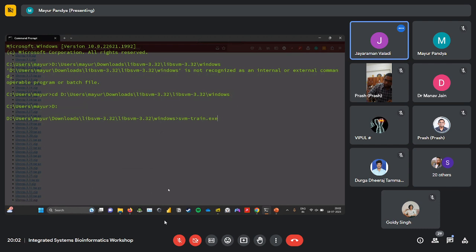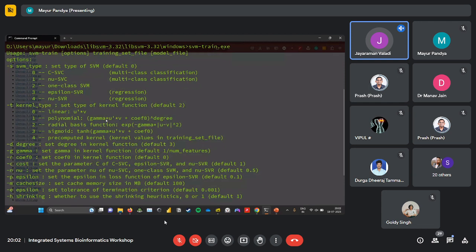Right. So svm-train.exe gives you the types; minus s gives you the SVM types. We will use only type 0, so we'll give minus s 0. There are other types available for different tasks which I have not taught you. So currently, let us take minus s as 0.